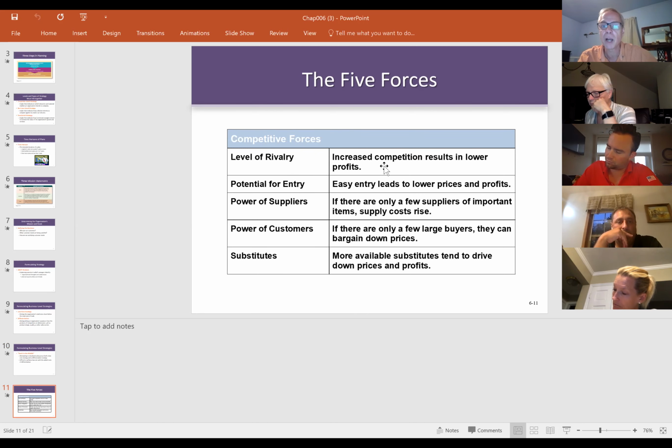So level of rivalry: increased competition lowers results. If you're General Electric and you're the only one making MRI machines other than Siemens, right, the level of rivalry is low, right? So you could get away with things you couldn't get away with if you're making commodity products, like, I don't know, you're a gas station and people buy mostly the same gas anywhere, so the competition's much higher. The level of rivalry is much higher. Potential for entry: easy entry leads to lower prices and profits.